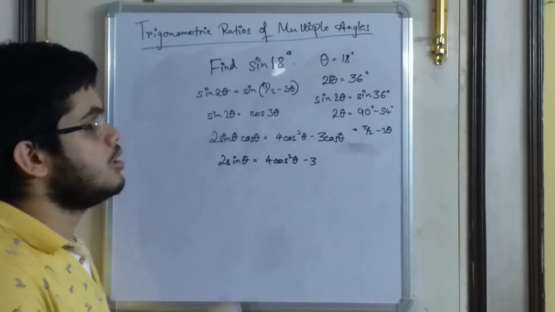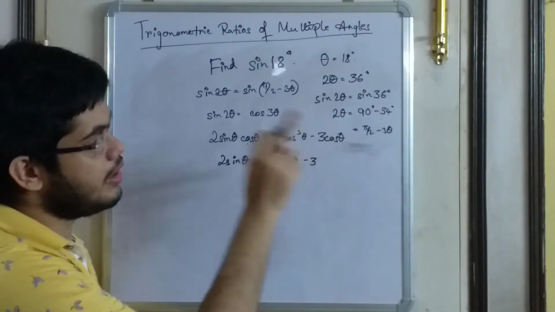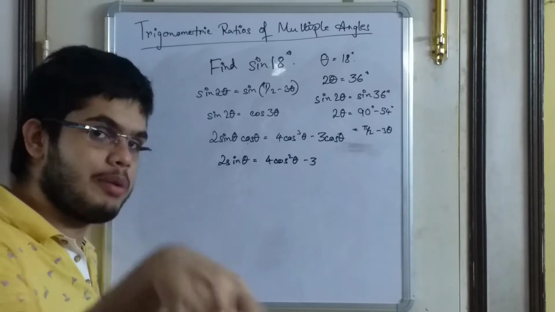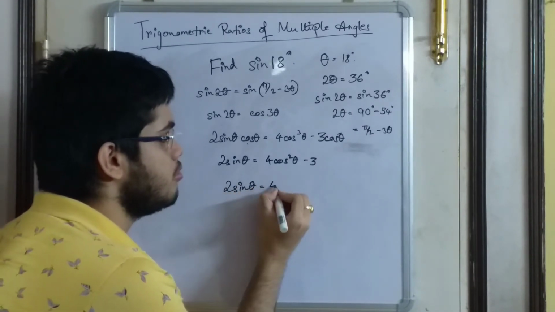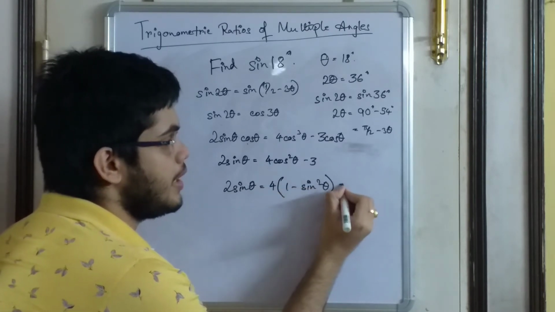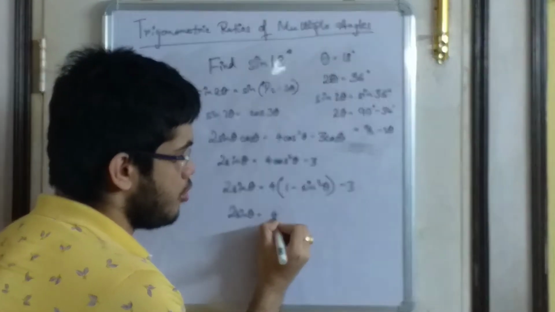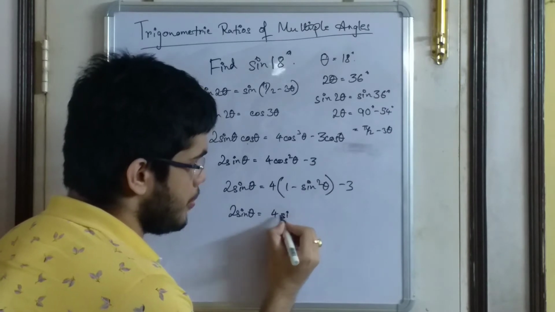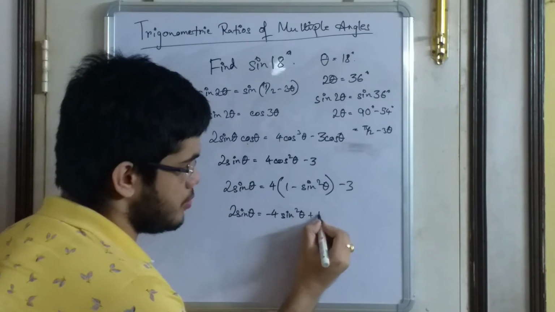Okay. Now, since here it is sine, we are trying to convert this into a quadratic equation. So convert cos square theta to sin square theta. How can we do that? Cos square theta is equal to 1 minus sin square theta. So 2 sin theta is equal to 4 into 1 minus sin square theta minus 3. 2 sin theta is equal to 4 minus 4 sin square theta, so that will be minus 4 sin square theta, 4 minus 3, so plus 1.